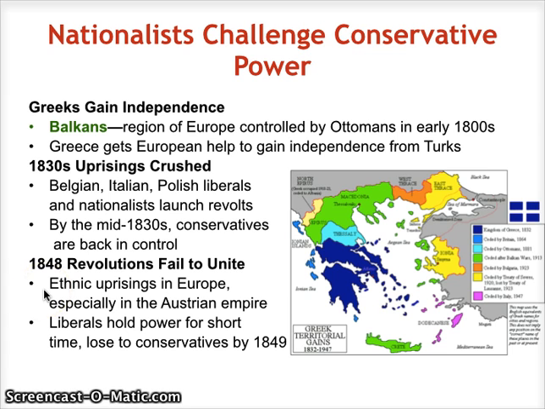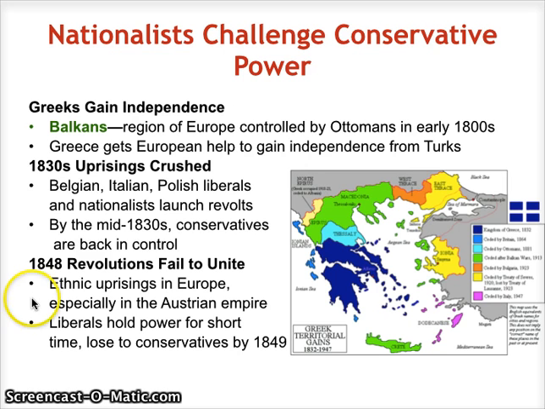Now in 1848, revolutions fail to unite, so we have some more revolutions. Most of these revolutions in 1848 are happening in the Austrian Empire. Now remember, the Austrian Empire is mostly the Habsburg family. So there are different ethnic uprisings. The ethnic uprisings that we're starting to see are from countries like Hungary, as well as Prague in what is today the Czech Republic. We also see some uprisings in Vienna, which is one of Austria's main cities.